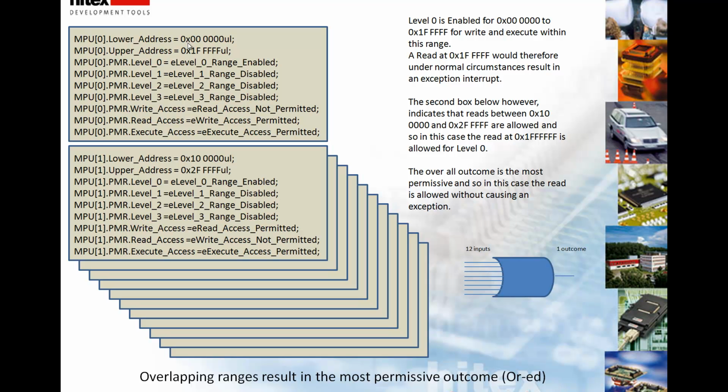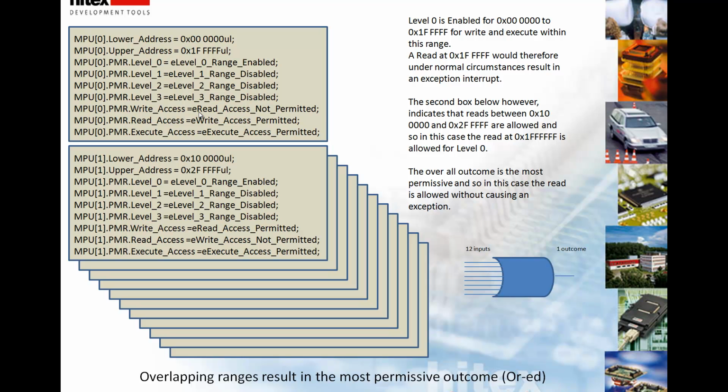The first is from 0x00000 through to 0x1FFFF, and the second one is from 0x10000 all the way through to 0x2FFFF. And so what you can see is that for the first group, level 0 is the range enabled, so the operating system, for example, has access to this range of memory, but none of the other ranges are allowed access. So level 1, level 2 or level 3 has no access at all to these, and level 0 only has write access.